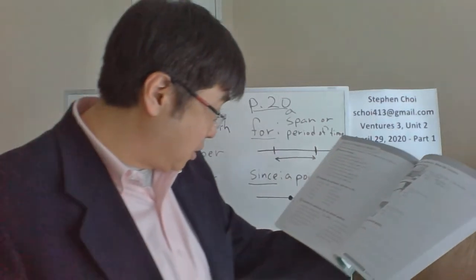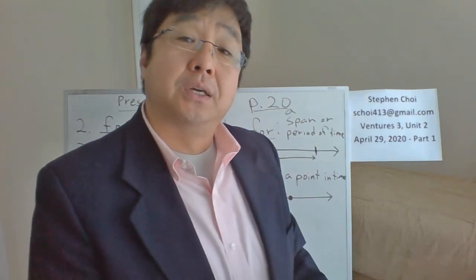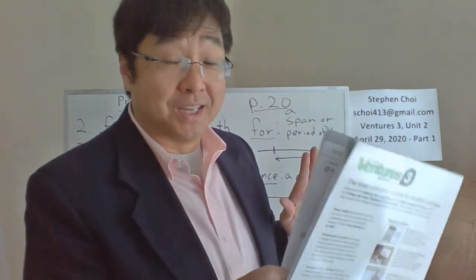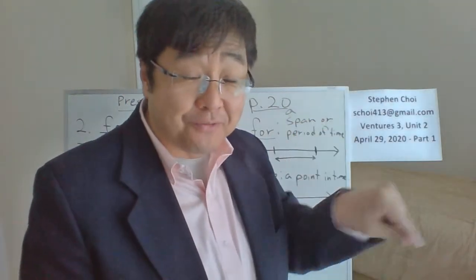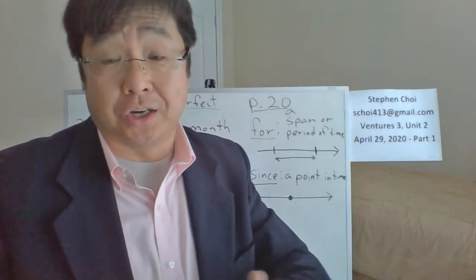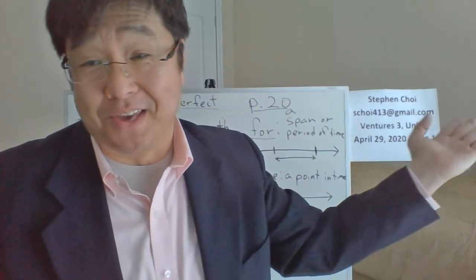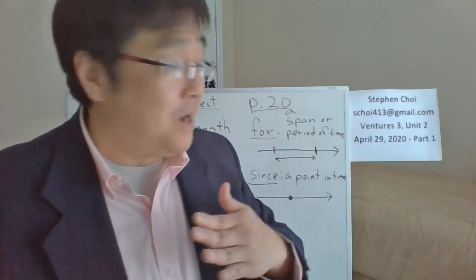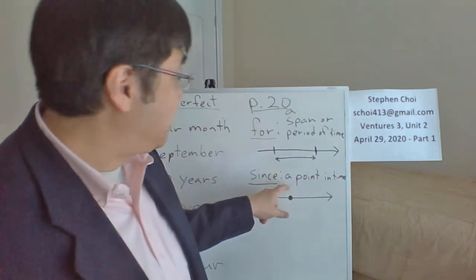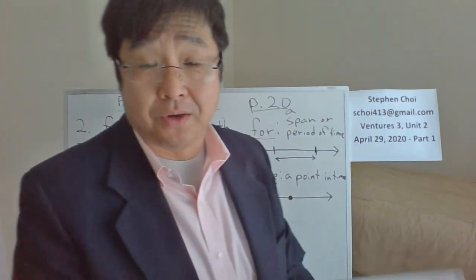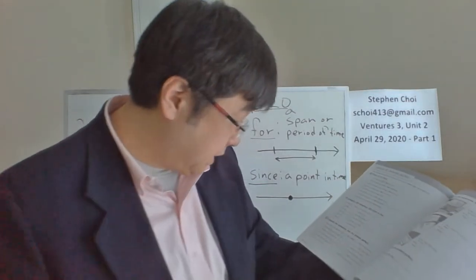Number 5. Kelly has had her car 2015. What's 2015? Is that a span? Remember, it didn't say a year. It says 2015. Again, just like last year, we have millions of years in the past, at least thousands. We have a lot of years in the past, but there is only one 2015, which is a point in time. So you have to say since 2015.